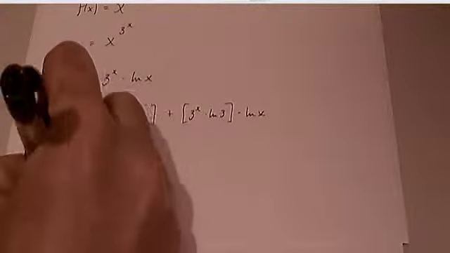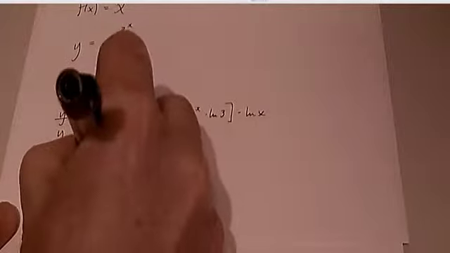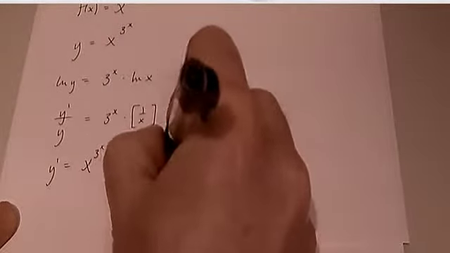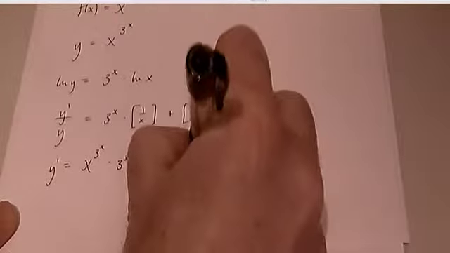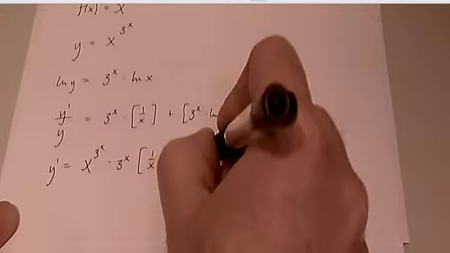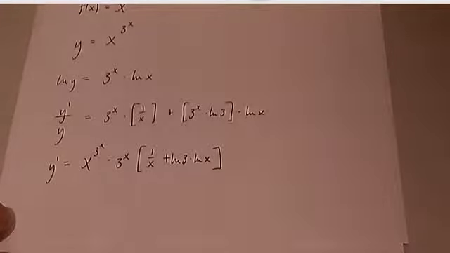And then, of course, you get y prime is equal to x to the 3 to the x. We can factor out a 3 to the x, and it winds up being 1 over x times natural log 3, or plus natural log 3 natural log x, okay?